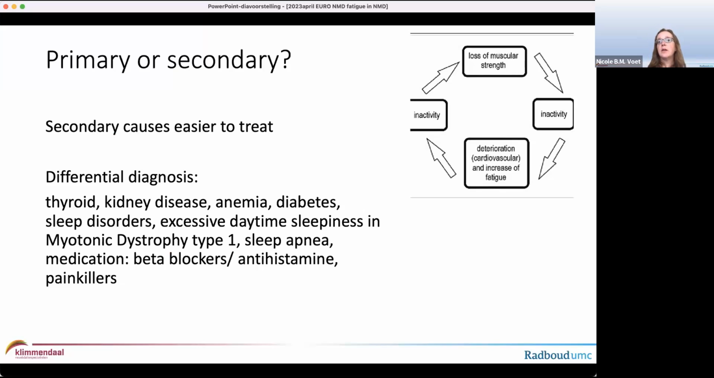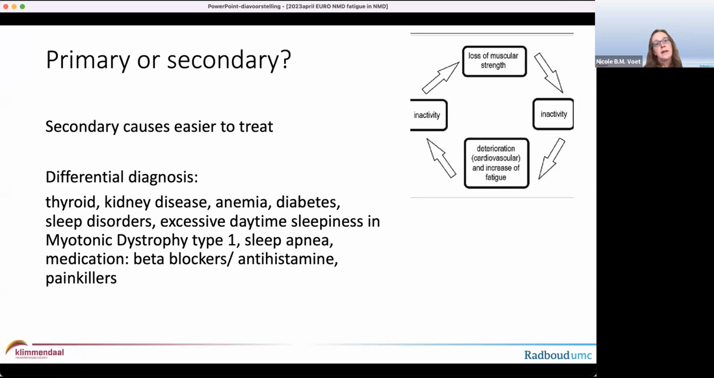You can see in the right upper corner the vicious circle of inactivity. When you have a neuromuscular disease, there is a loss of muscular strength. And with that, as I showed you before, it's very difficult to be active. So there is inactivity. As a consequence of inactivity, there is a deterioration of the cardiovascular component, and an increase of fatigue, and with that, an increase of inactivity, etc. So that's the vicious circle of fatigue. Then it's important to know: is the fatigue primary or secondary? Because secondary fatigue is much easier to treat than primary fatigue.